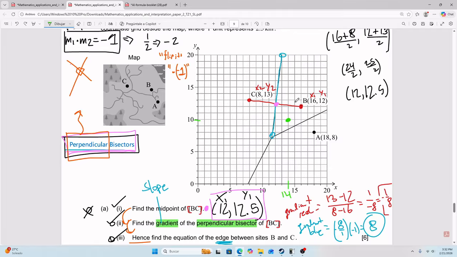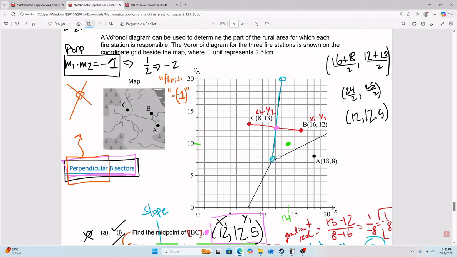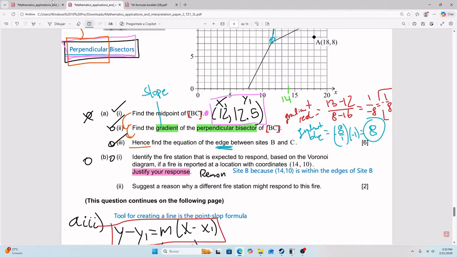Okay, and how do you then identify it's in the realm of B? Because of the edges. Because of these two edges here, you can see that it's within the realm of B. And so site B should be reacting. So site B, because 14,10 is within the edges of site B. And then you can probably specify which edges, you know, between C and B and whatever. But that is probably good enough.